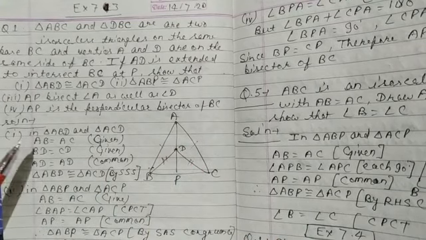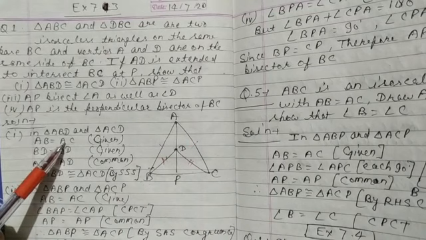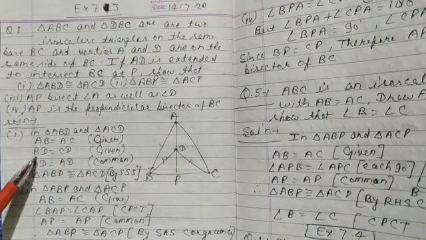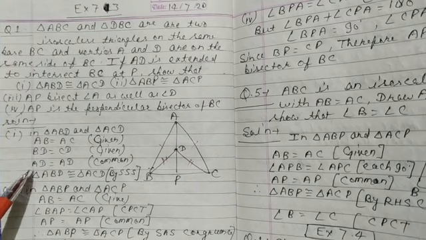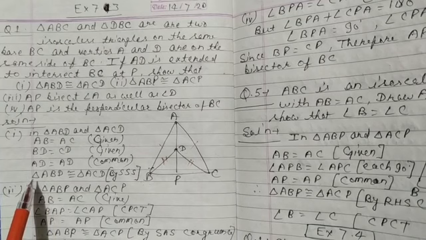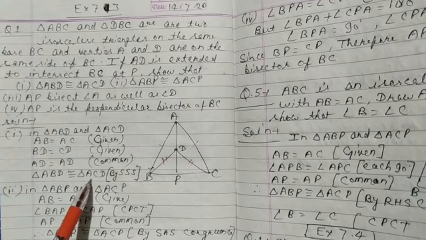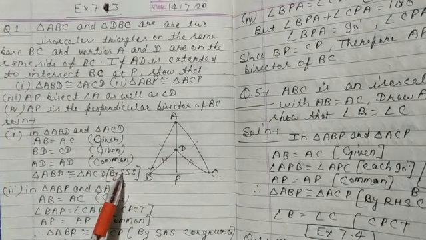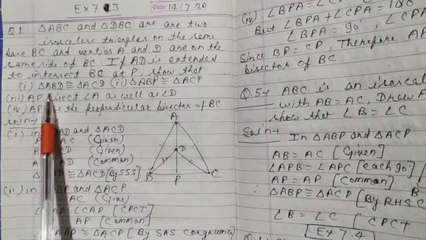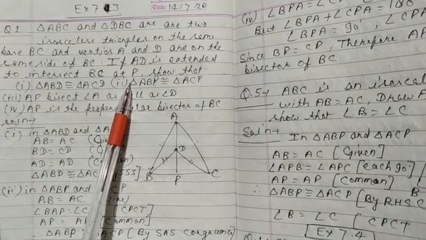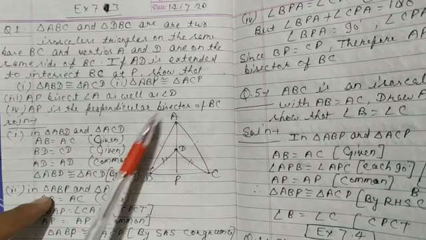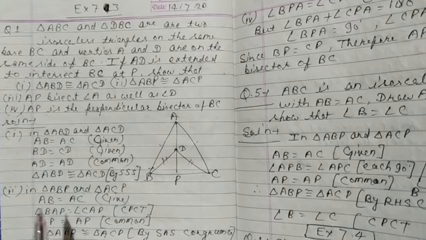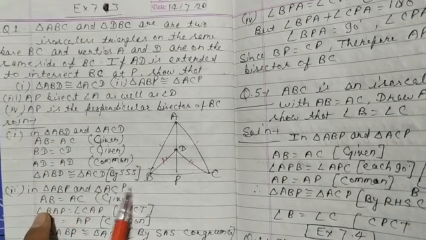So we have three things: AB equal to AC, this is a side; BD equal to CD, this is also a side; AD equal to AD, this is also a side. So we can write triangle ABD is congruent to triangle ACD. And by which rule? These are three sides, so by the side-side-side congruence rule. First thing we proved.